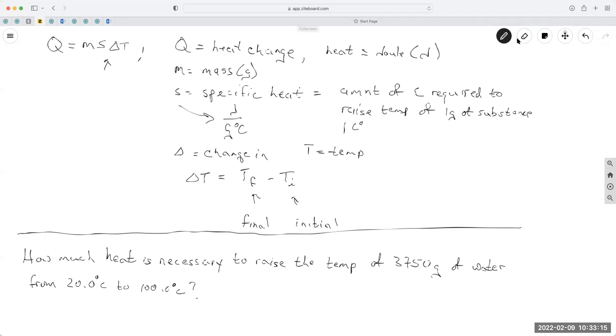All right, so the question's written down here. I'll read it to you in case you can't read my handwriting. Let me erase this up here though.